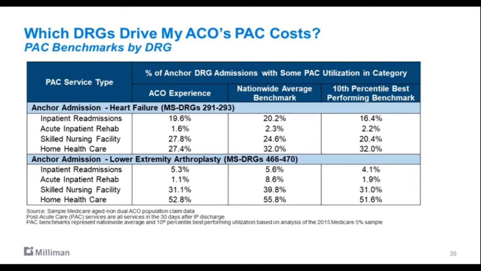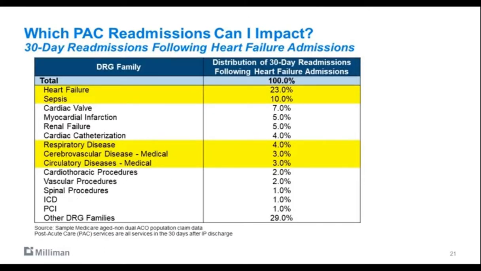So then the question is, even with heart failure, if I have a high readmission rate, is there much opportunity to reduce those readmissions? What are the readmissions that are occurring? And here's another drill down for heart failure, those heart failure admissions, and the readmissions after those heart failure admissions.